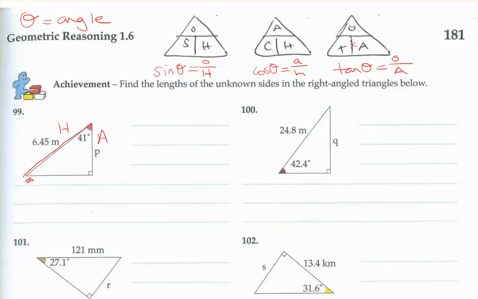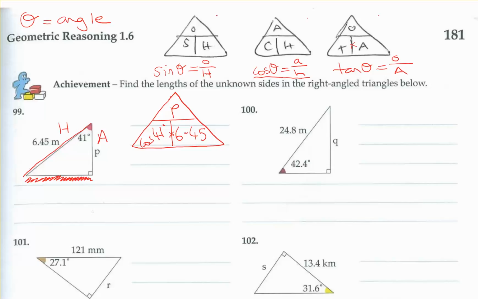Now, the third side here has nothing written along it. It's not going to be any use to us in this problem, so don't write the O beside it. By writing just the H and the A, we can now select the correct triangle to use, and I can see that cosine would be the correct trig ratio to use to help us solve this problem. So looking at this triangle, drawing it bigger for ourselves, I can see that cos of 41 degrees, cos of the angle, the adjacent side has length p at this stage, and the hypotenuse is 6.45 metres.